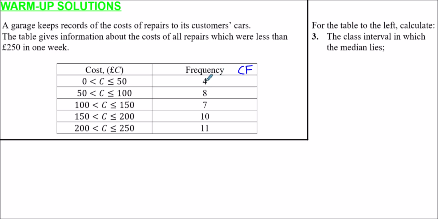The first frequency is 4, so just write 4. What we're going to do is keep adding these frequencies until they eventually grow to give a total frequency for the whole table.